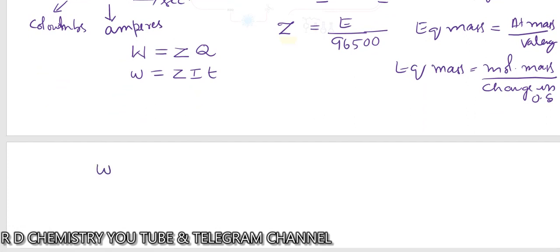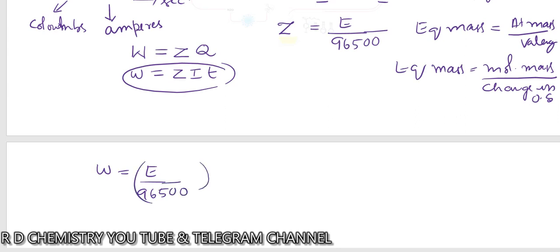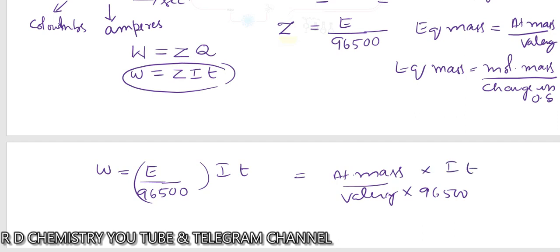Therefore, we can again rearrange it. W is equal to Z into I into T. Z is nothing but E divided by 96,500, into I into T. Or you can also extend it in terms of atomic mass divided by valency into 96,500 into I into T. Okay, fine.